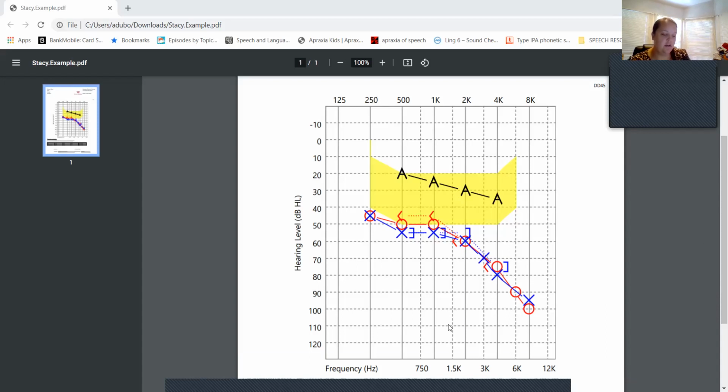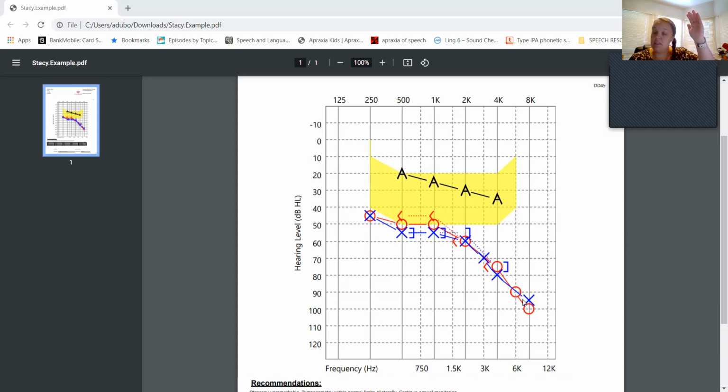So, first of all, an audiogram is just a chart that shows us at what point Stacy could hear the softest sounds at different frequencies. We hear a range of frequencies from the softest, quietest sound to the loudest sound, and from the lowest sound to the highest pitch sound.